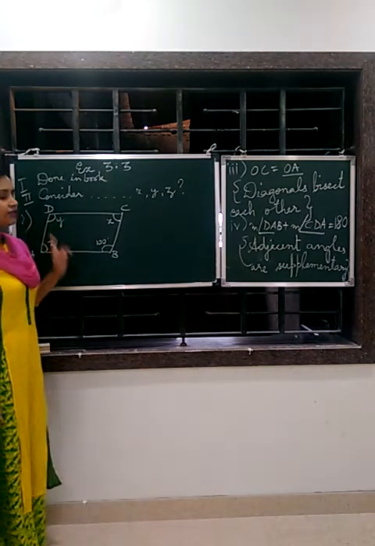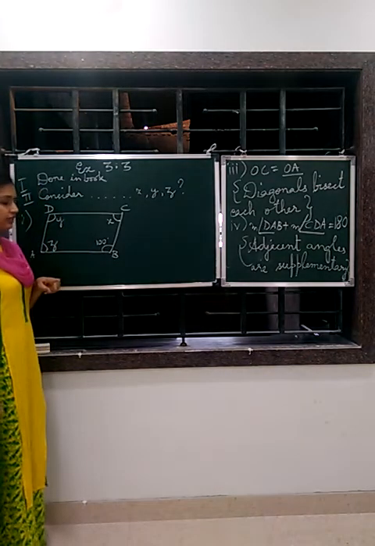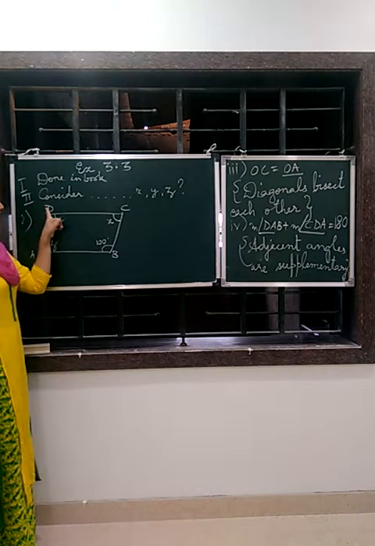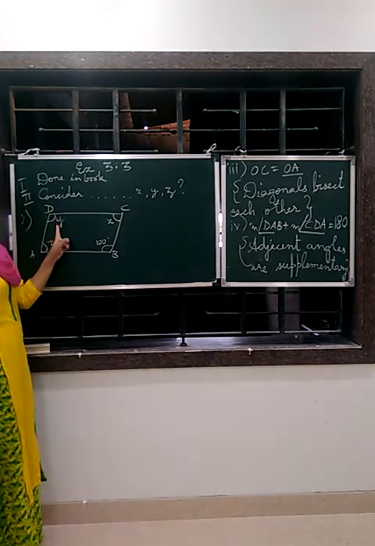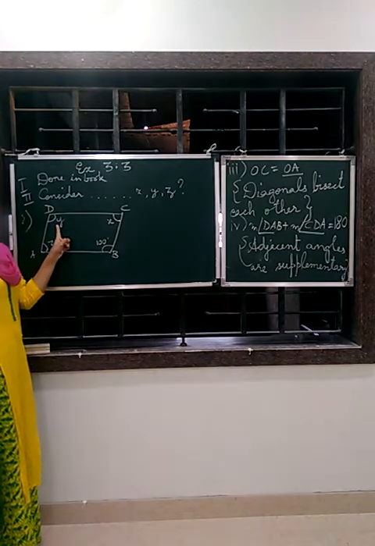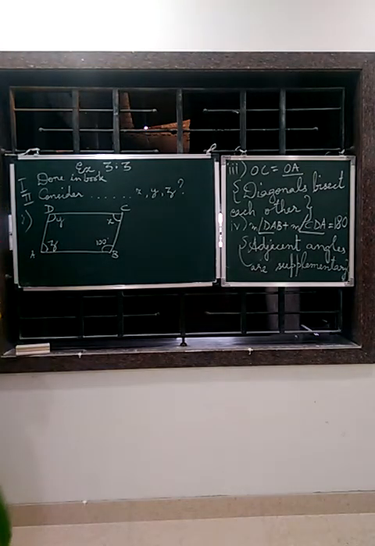Now, we have studied that in a parallelogram, opposite angles are equal. So, angle B and angle D will be equal. Since angle B is 100 degrees, angle D will also be 100 degrees. That means the value of Y will be 100 degrees.